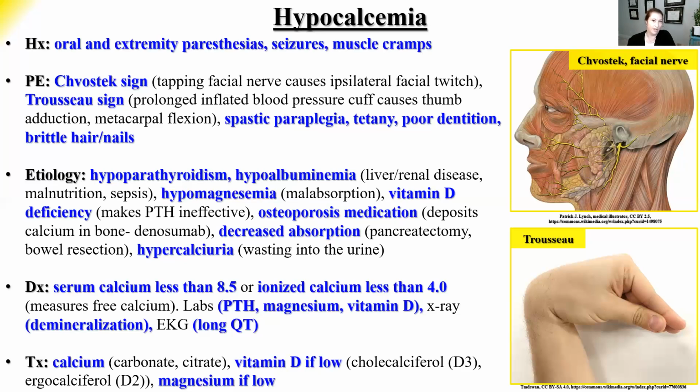Treatment for hypocalcemia is to replace it. So you can use calcium carbonate, calcium citrate. If the vitamin D is low, you would use cholecalciferol. D3 is more effective at raising the blood levels of vitamin D than D2. Magnesium, you would correct that if that is low. So that is hypocalcemia. And the biggest takeaway points for this one are Chvostek's and Trousseau's. That's typically going to be your board question on those.